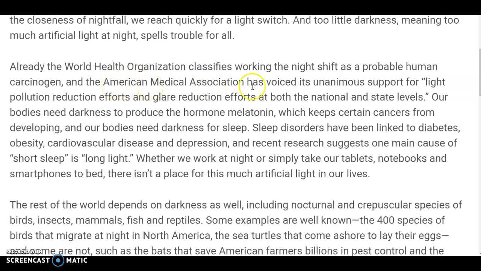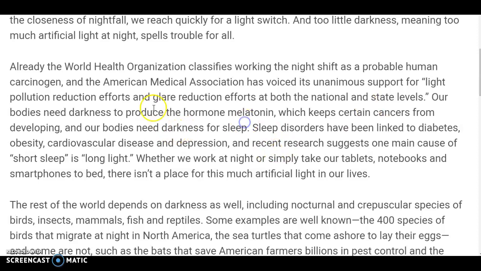"The American Medical Association has voiced its unanimous support for light pollution reduction efforts and glare reduction efforts at both the national and state levels." As a matter of fact, as kids are on their computers, as a connection to a current issue, you're on your computers and phones all day. How's it affecting you? Okay, he says that is not natural.